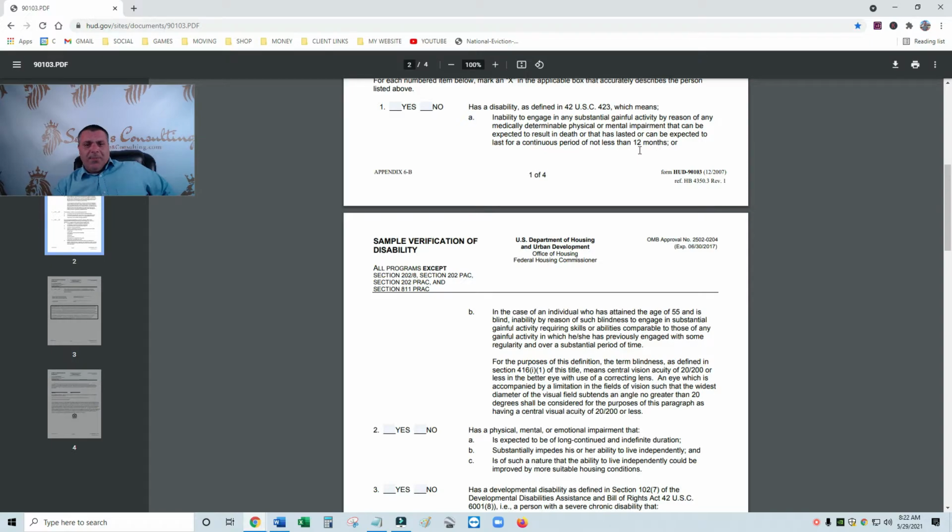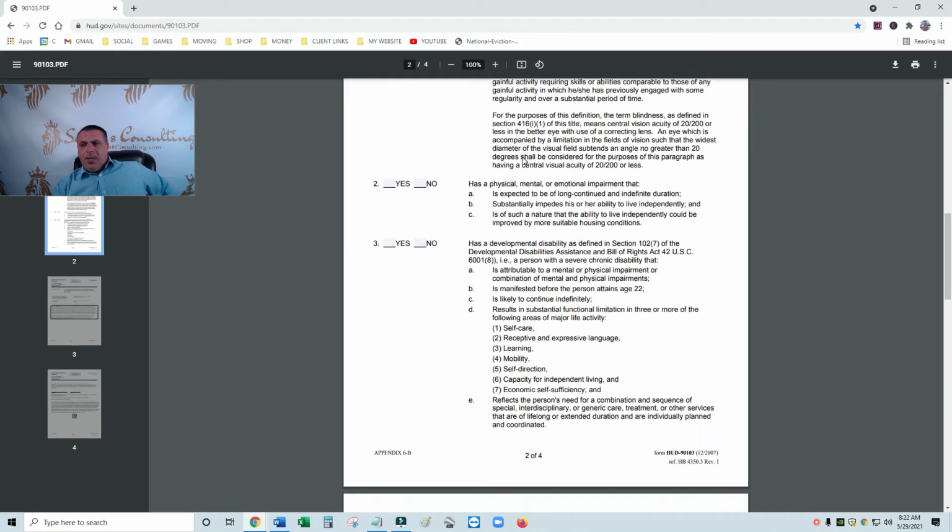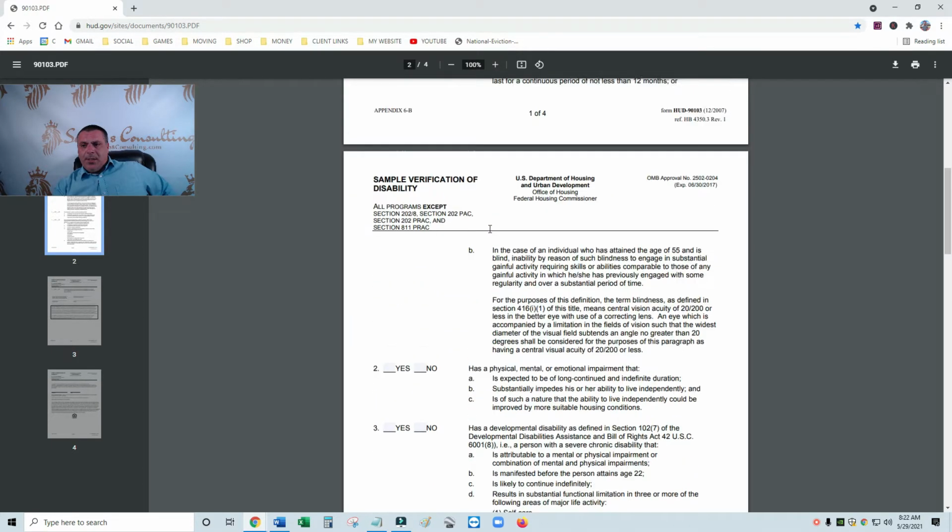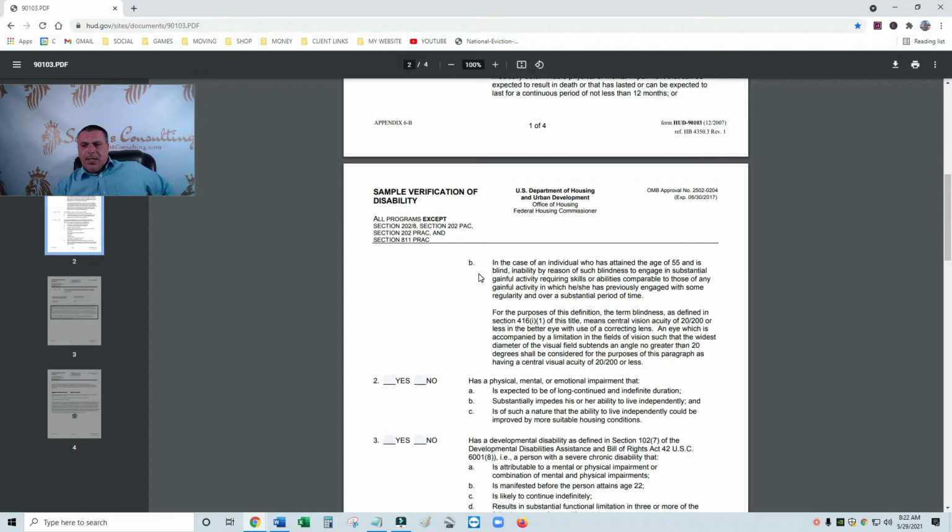In other words, any medical or mental problem that you have on a pre-qualifying list that's going to last more than 12 months or you're going to imminently die, that's it. You have a disability, okay? And then they go into subsection B here. Here's the other options that they give you.